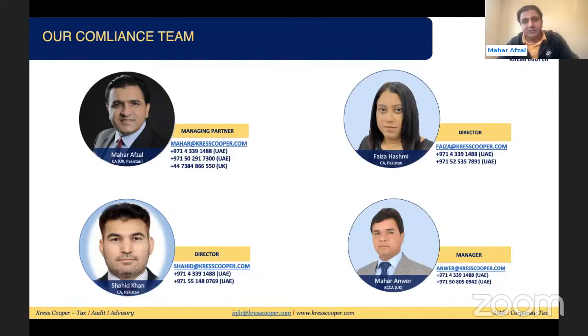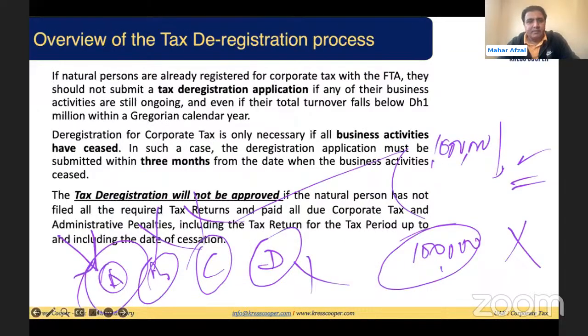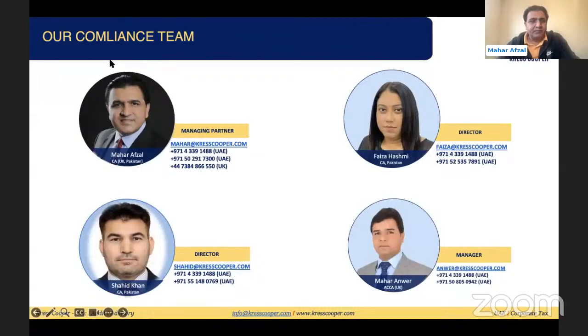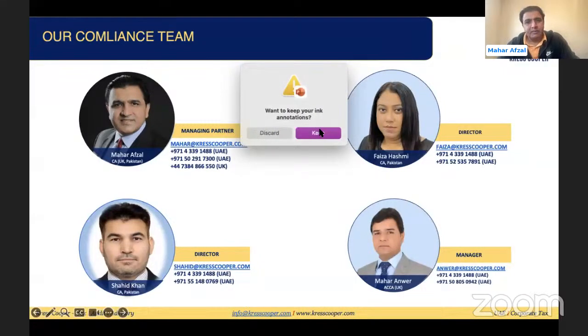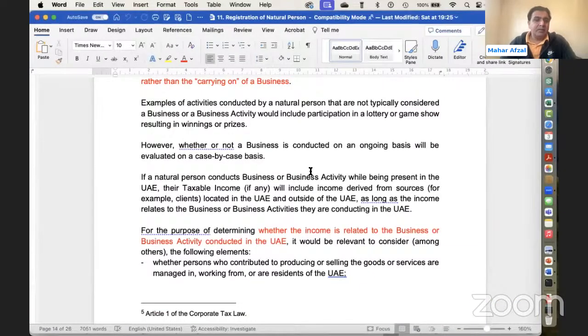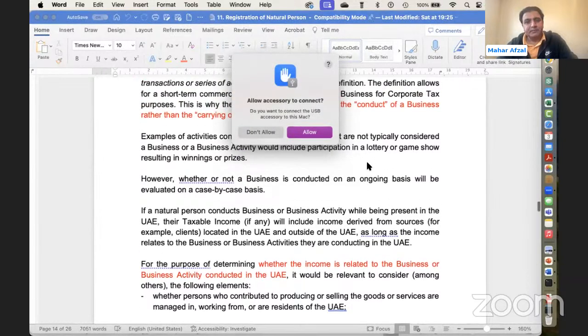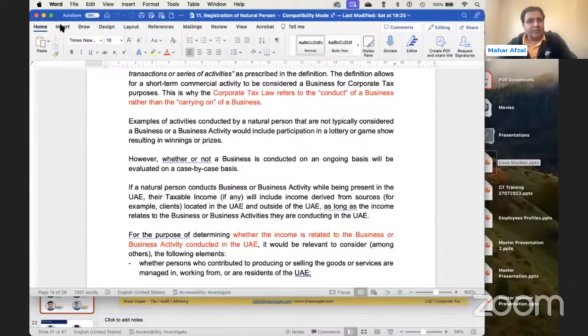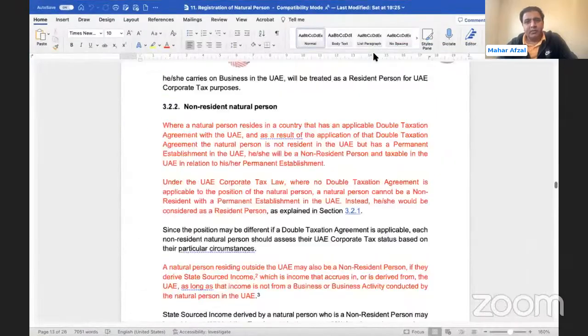So we can go through the guide very quickly. I believe nothing will be unusual, but still I believe we need to go through the guide very quickly together. This is the guide. Hope you will be able to see this.